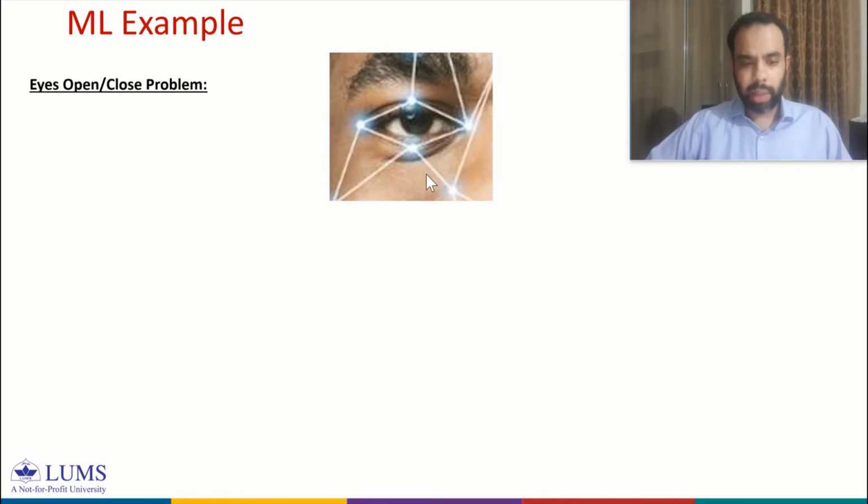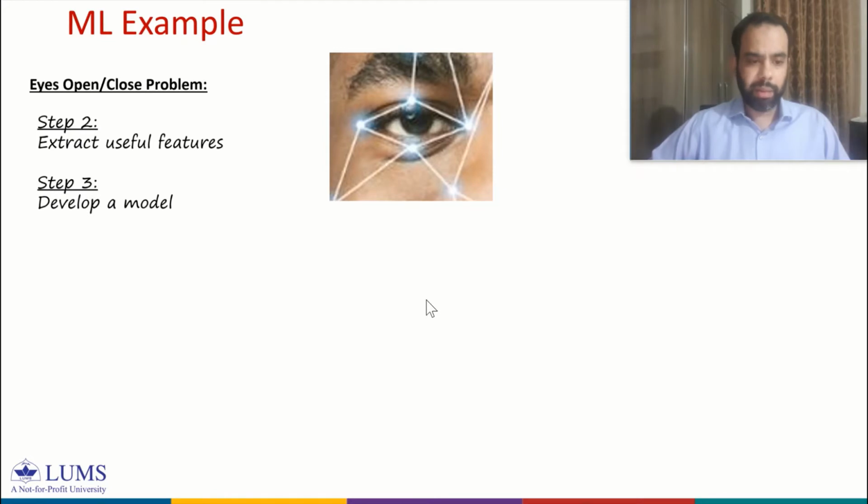So once we have these images, in fact, we just want to find out what is the difference between these 2 points in each photo, whether the person is sleeping or not sleeping, or the eyes are closed or open, right? So step 2 is we extract useful features and then we develop a model. In this simple case, a model would be very simple, right?